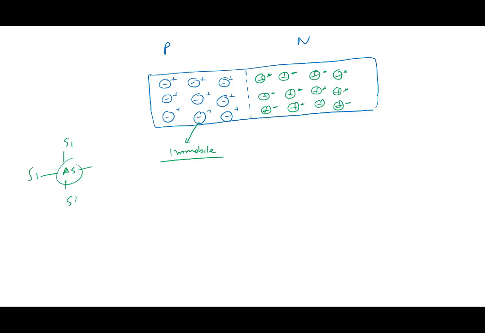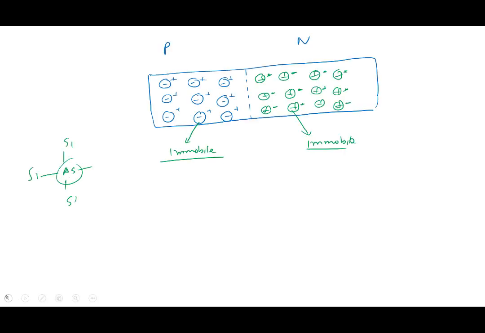This arsenic atom is not going to move. It's bonded to all the rest, stuck there in the silicon lattice. This is also immobile. The donor atoms are also immobile, right? This is donor and this is acceptor. All these are immobile, so they're not going to move. But you have a lot of holes here, and you have a lot of electrons here, and there is a concentration gradient.